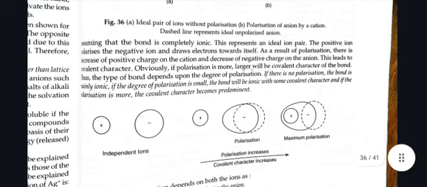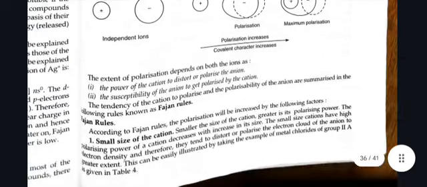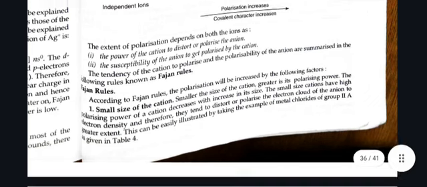Thus, the type of bond depends upon the degree of polarization. If there is no polarization, the bond is mainly ionic. If the degree of polarization is small, the bond will be ionic with some covalent character, and if the polarization is more, the covalent character becomes predominant. The extent of polarization depends on both the ions: the power of the cation to distort or polarize the anion, and the susceptibility of the anion to get polarized by the cation.